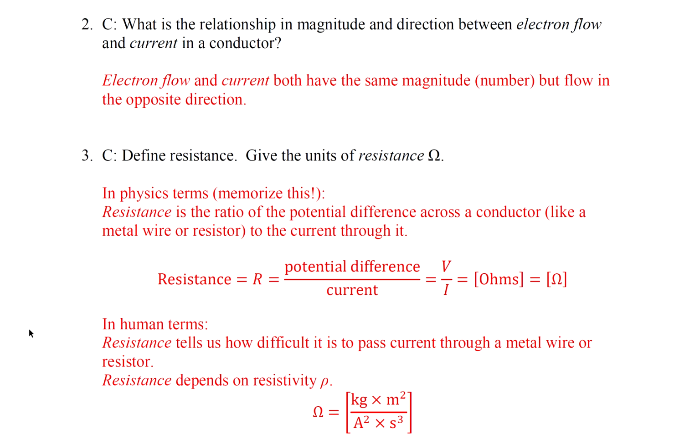Question 2. What is the relationship in magnitude and direction between electron flow and current in a conductor? Electron flow and current both have the same magnitude, or number, but flow in the opposite direction.